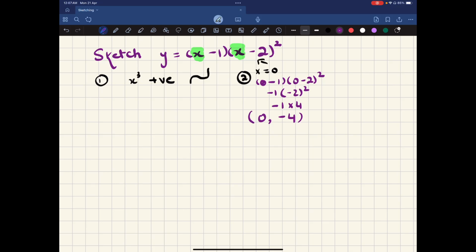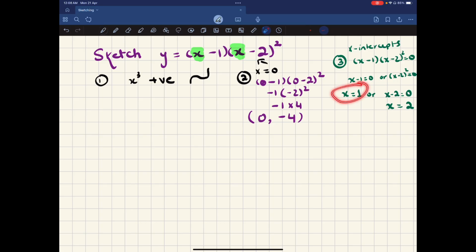0, negative 4 is the point. And the third thing that you had to evaluate was the x-intercepts, where you put y is equal to 0. So again, x minus 1 is equal to 0, or (x minus 2) whole squared is equal to 0. So in this case, x is equal to 1, or x minus 2 is equal to 0. We take the square to the other side, x is equal to 2. So what are the 2 points where the cubic graph is going to cross the x-axis? It's going to be 1 and 2. Okay, let's plot it.